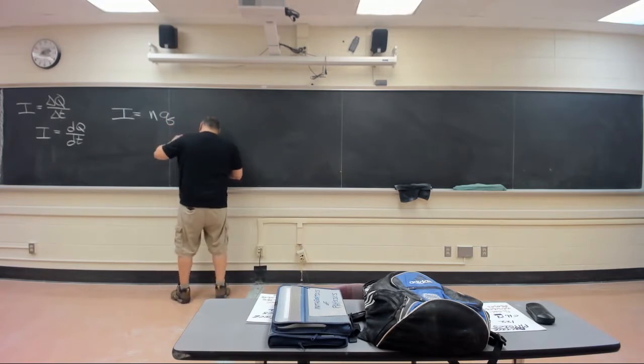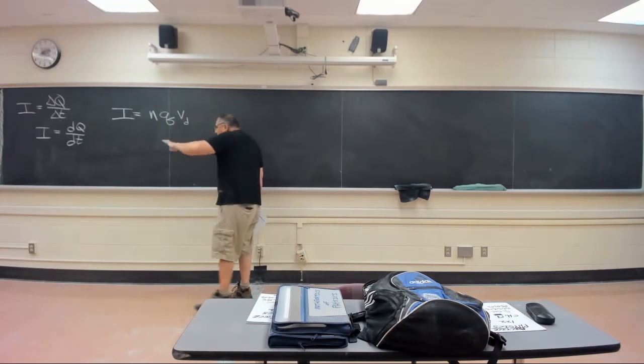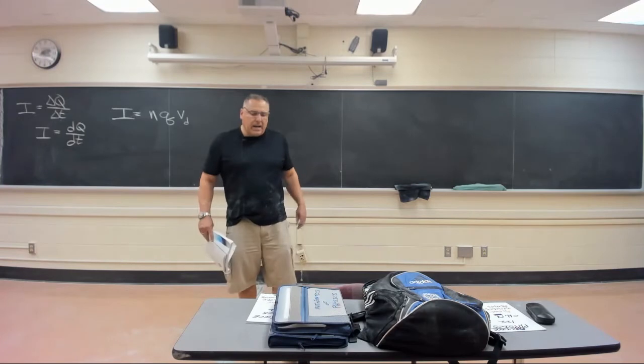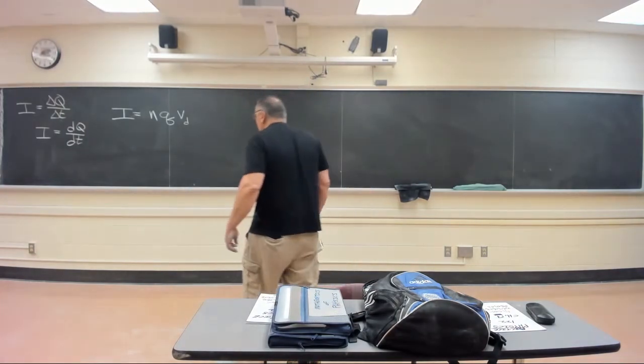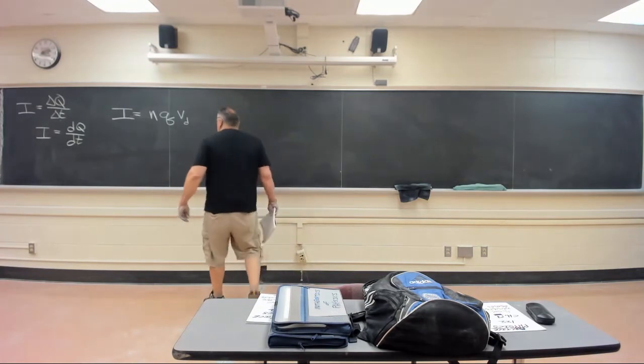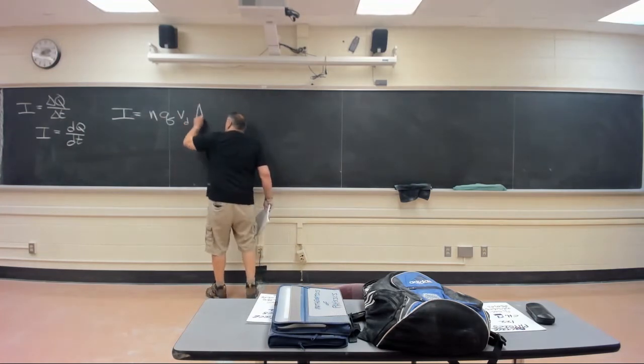And V sub D is the drift speed of the charges. How fast are the charges moving in a particular direction, because there's an E field present, a net E field, and there's a potential difference, and they're going to go that way. Correct. True. And A is the cross-sectional area that they're crossing.